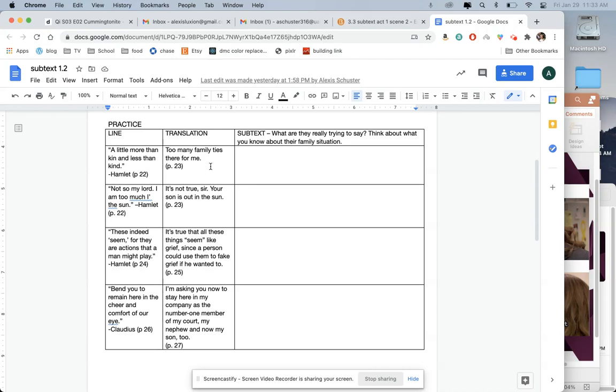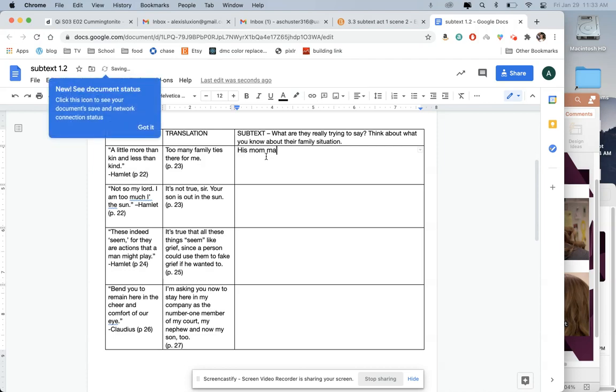Okay, so who might he be talking about? Well, let's think about what just happened. So his mom married his uncle. So now his mom is also his aunt, and his uncle is also his stepdad. That's kind of messed up. So I'm going to put that down. His mom married his uncle. Now she is his aunt, and his uncle is his stepdad. Boom. That's basically what he's talking about.